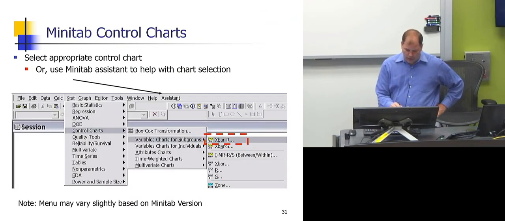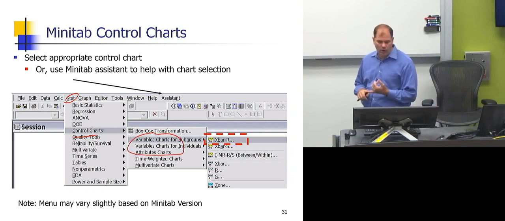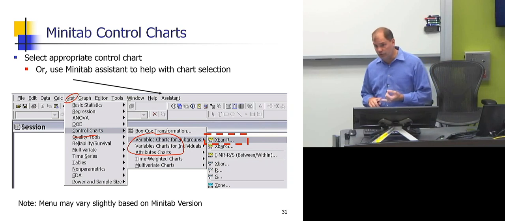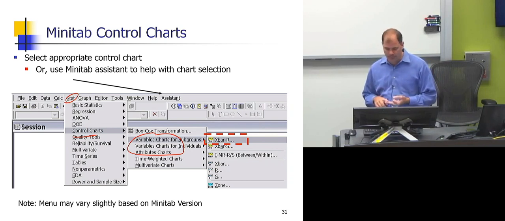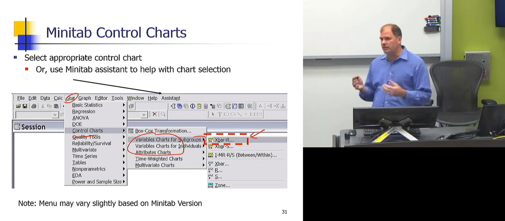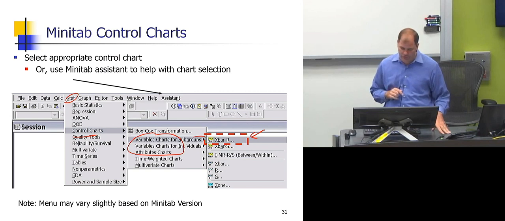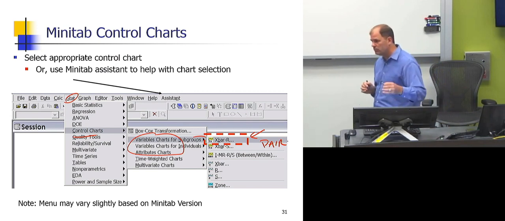To do control charts: Stat, Control Charts, pay note to that. You have variable charts for subgroups, variable charts for individuals, attribute charts. We're going to begin with variable charts for subgroups. We're going to select the X bar range. Typically make these as a pair. Again, we examine which one first though. Range chart first.